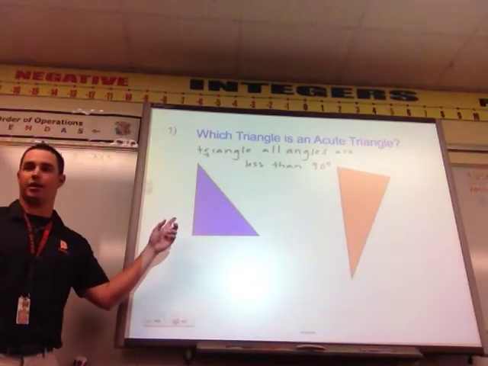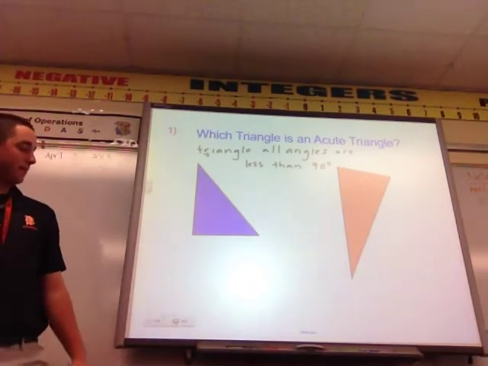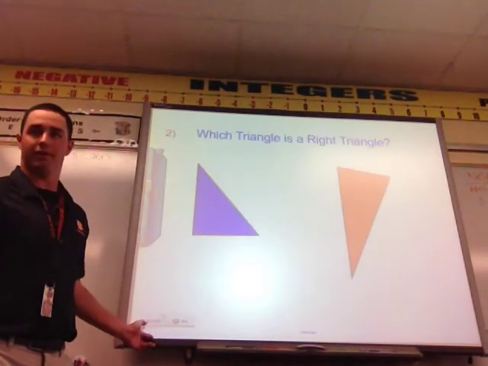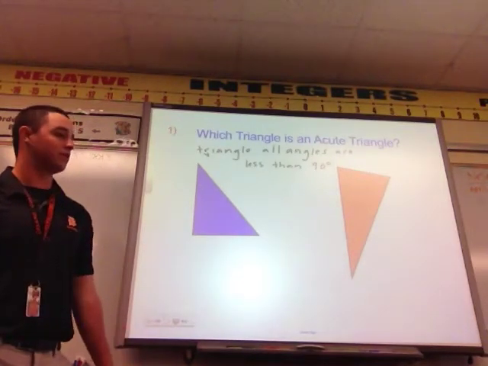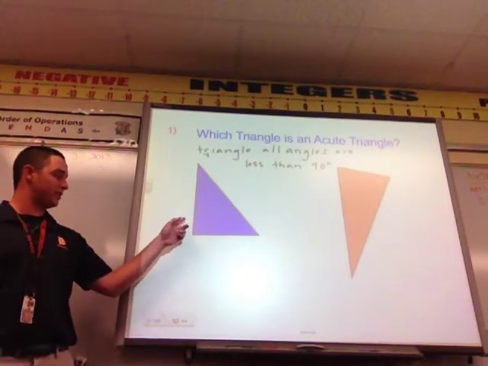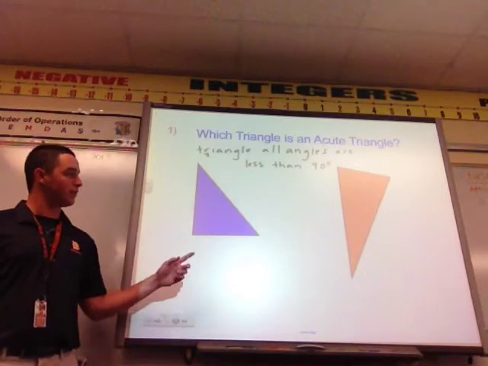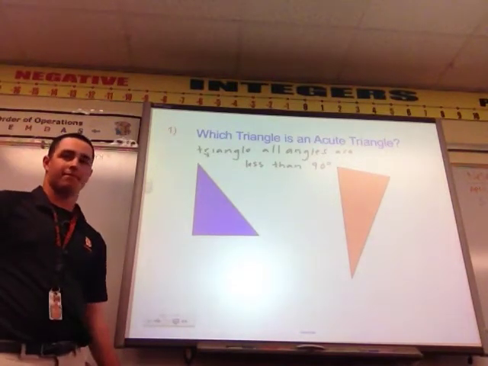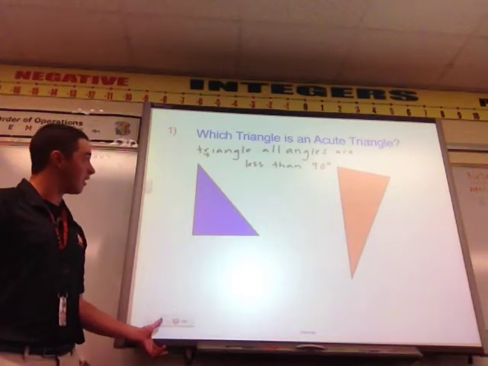So because all these angles are less than 90 degrees, it's an acute triangle. And why is this one not an acute triangle? Anyone know? Is that the right triangle? Yep. Is everyone done writing? So this one's a right triangle because this angle is 90 degrees, and the other ones are both acute angles. Everyone good? Yep. All right.